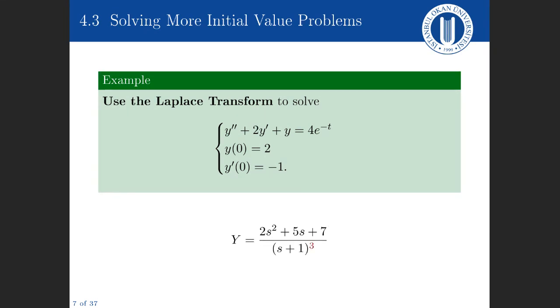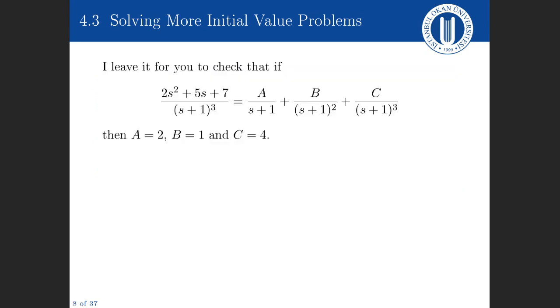If capital Y is equal to this function, then small y must be the inverse Laplace transform of this function. To calculate this inverse Laplace transform, we need to use partial fractions. I'm going to leave it for you to check that if we use partial fractions on this function, we're going to get A over s plus 1 plus B over s plus 1 squared plus C over s plus 1 cubed, where A is 2, B is 1, and C is 4. For the time being, just assume that that's true. You can check this later.